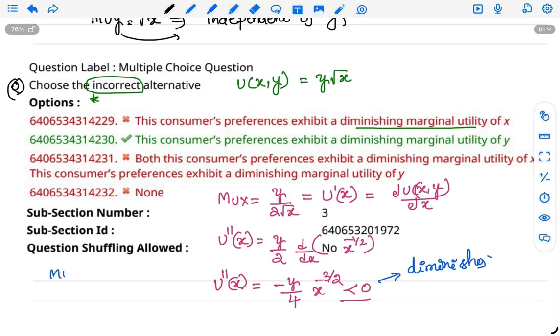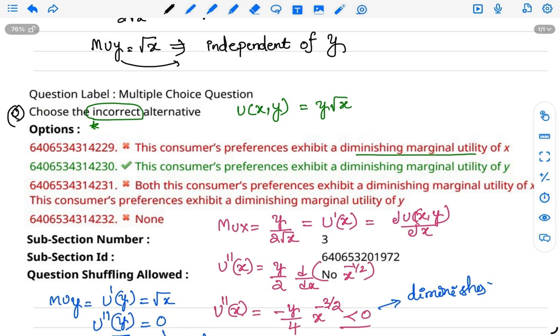So MUy equals u dash of y equals root x, and u double dash of y equals 0. That is differentiation with respect to y, so it is 0. This is constant. Check each option. The consumer preferences exhibit a diminishing marginal utility.